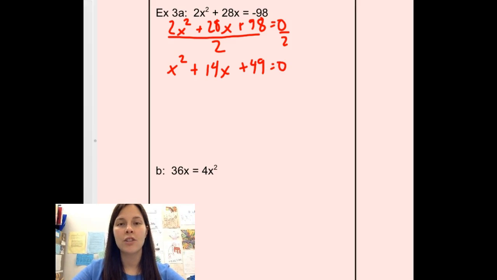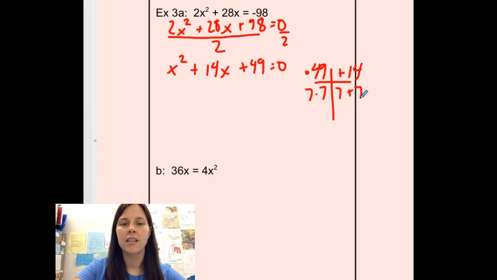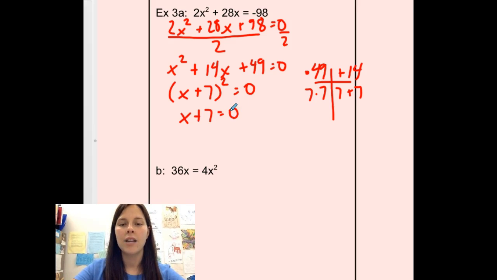Now that the coefficient of x squared is 1, we can set up our t-chart. We're multiplying to 49 and adding to 14. The only numbers besides 1 and 49 that multiply to 49, 7 times 7, and 7 plus 7 gives us the 14. So we can factor this as x plus 7 squared equals 0. We only have one set of parentheses, so we set what's in that one set of parentheses equal to 0. Subtracting 7 from both sides, we only get one solution on this one, -7 for x, 0 for y.